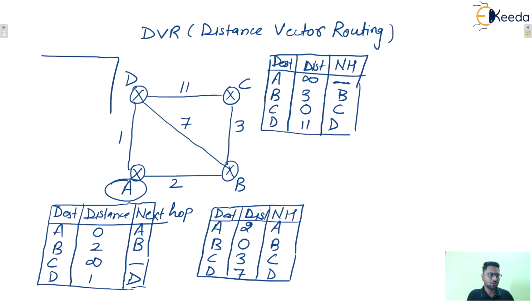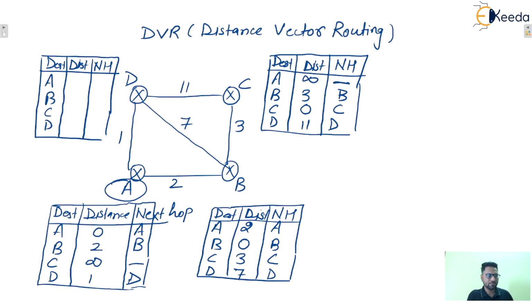Similarly, the routing table for D. Again three fields will be there: destination, distance, and next hop. Again four routers, A, B, C, D. D to A distance is 1, next hop is A. D to B distance is 7, next hop is B. D to C distance is 11, and next hop is C. D to D distance is 0, and next hop will be D only. That is the first round.